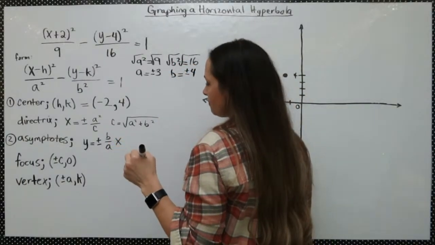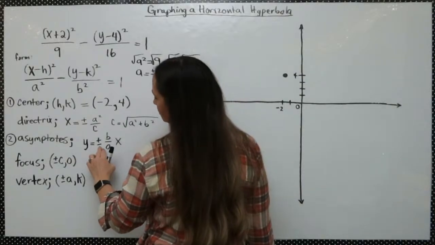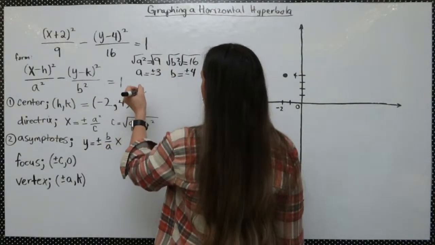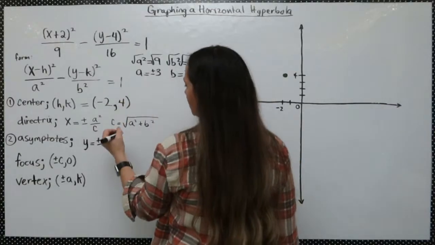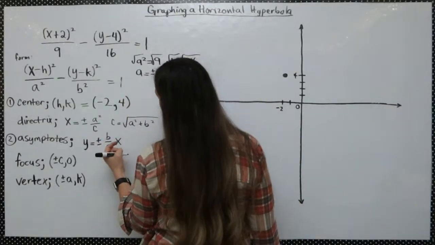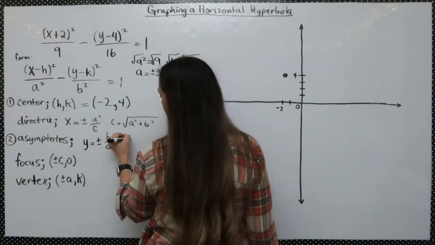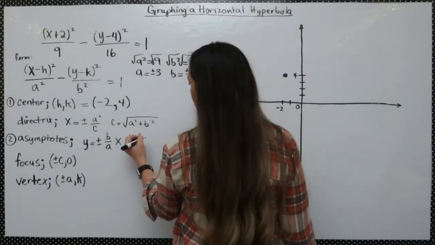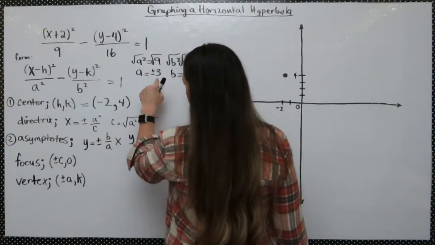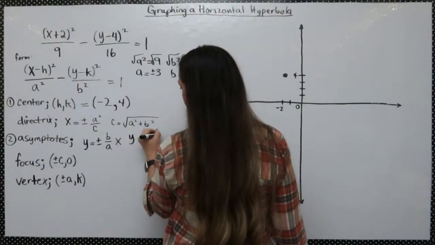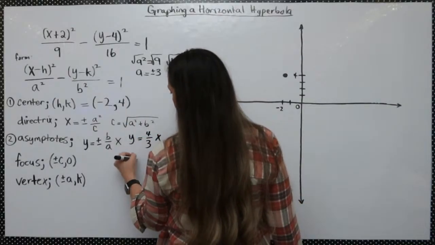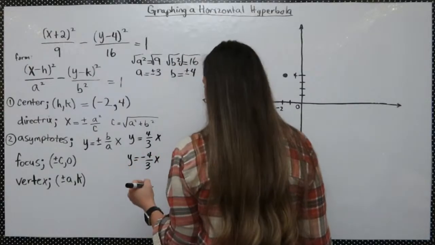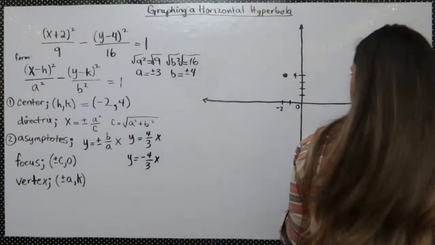So we have 2 equations for asymptotes. We'll take the positive value because we're going to plug them in twice anyway. So we're going to get y equals 4 divided by 3x, and y equals -4 divided by 3x. So we'll come in here and we'll sketch.